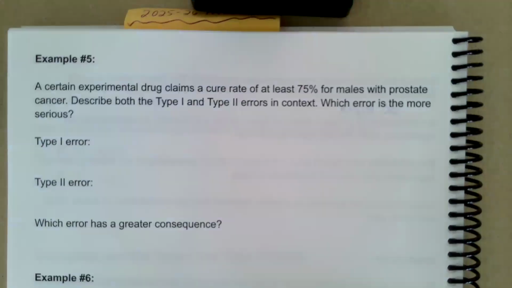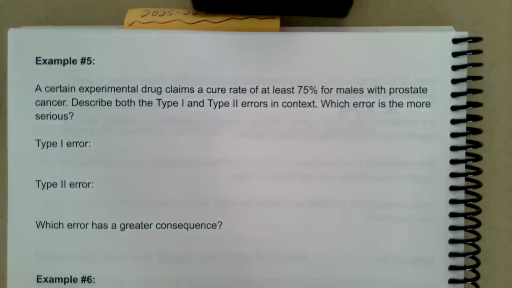Let's look at an example. Example 5 says, a certain experimental drug claims a cure rate of at least 75% for males with prostate cancer. Describe both the type 1 and type 2 errors in context. Which error is the more serious?